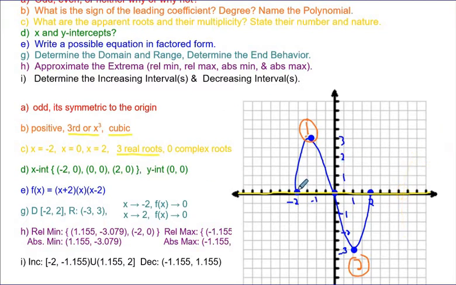So to rewrite this as intercepts, we write it as (-2, 0), (0, 0), (2, 0). The y-intercept is also (0, 0). You see that happening a lot. It has to happen with an odd function because it has to go through the origin to be odd.